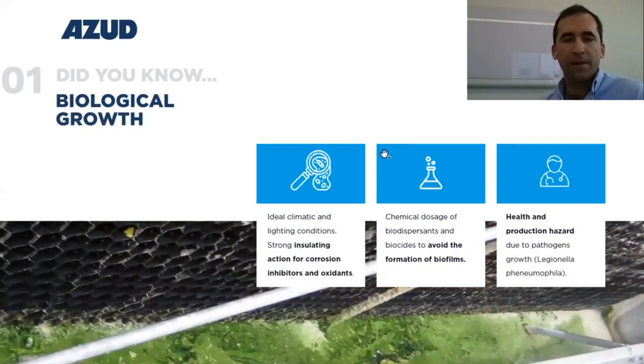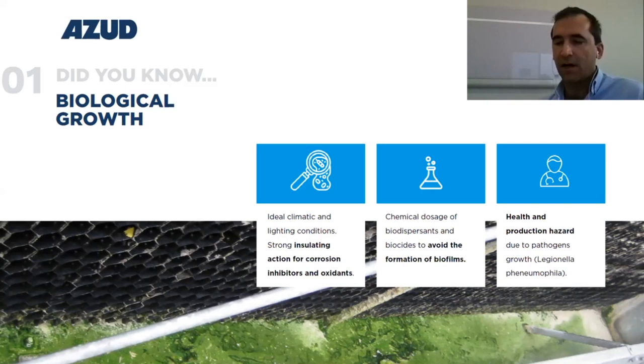And finally, probably the worst of all is the biological growth. Biofouling of organic matter on heat transfer surfaces can cause up to 70% of the transfer loss. That transfer loss means you will have higher energy consumption because you will have to pump more water in order to maintain the same cooling efficiency.